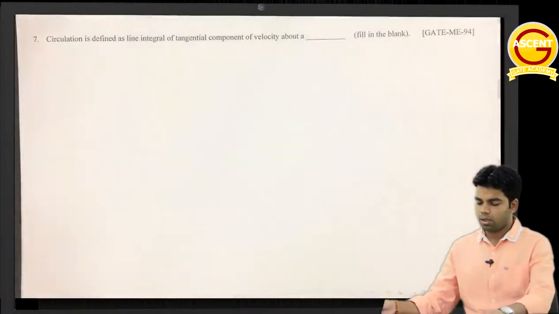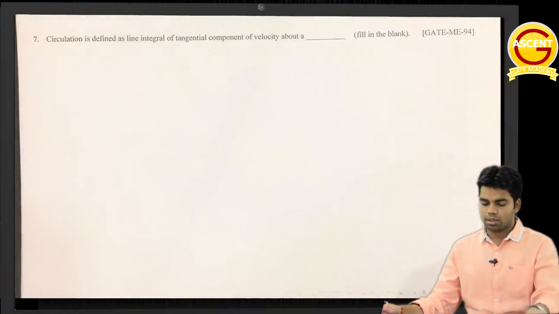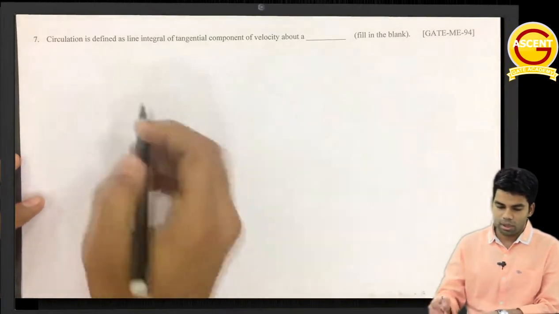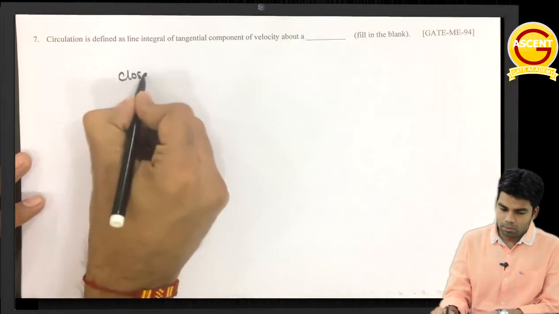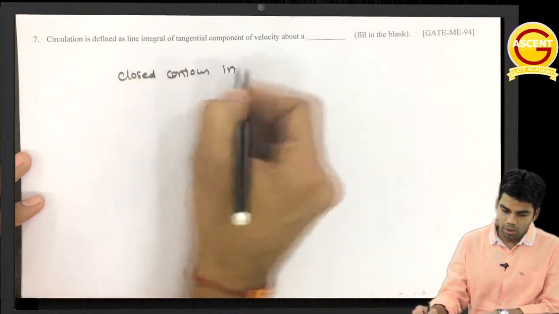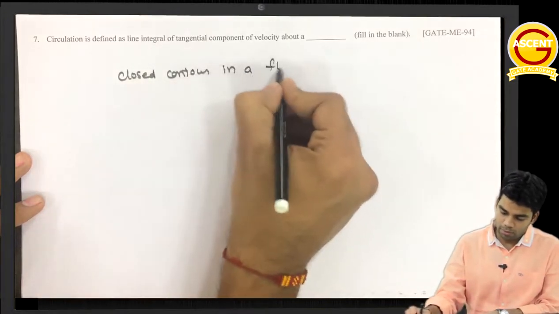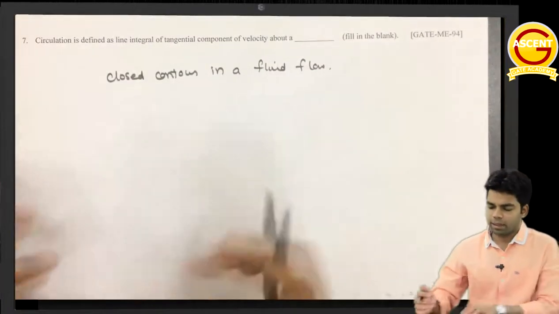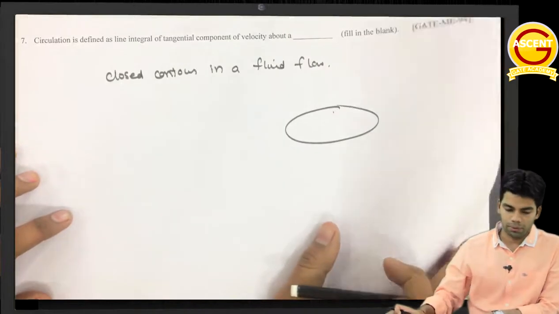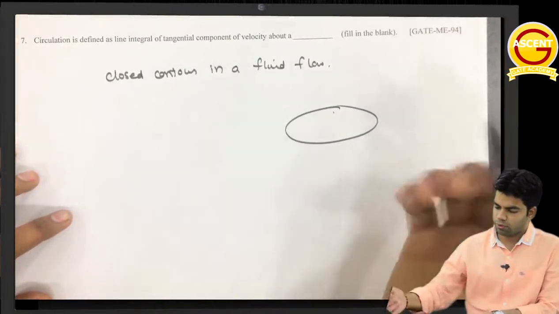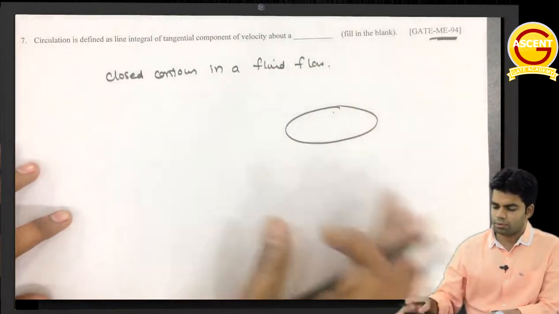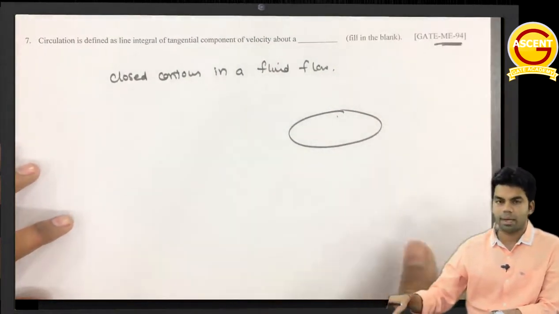Getting this? Next question, a circulation is defined as line integral of tangential component of velocity about a closed contour in a fluid flow. Okay, so circulation, as we have already defined, is the tangential component of velocity about a closed contour in the fluid flow. So answer is closed contour in a fluid flow. This was asked in GATE 1994, when there used to be the conventional questions as well, the fill in the blanks as well.